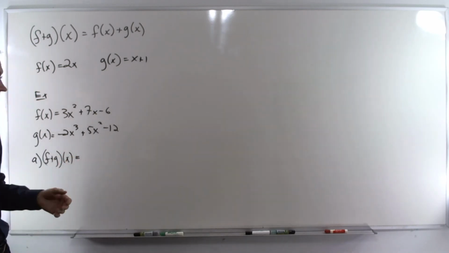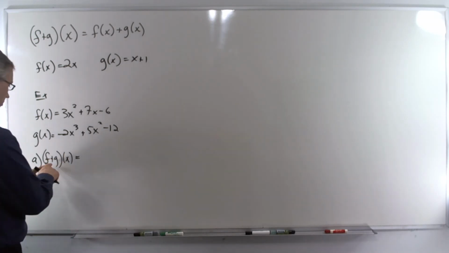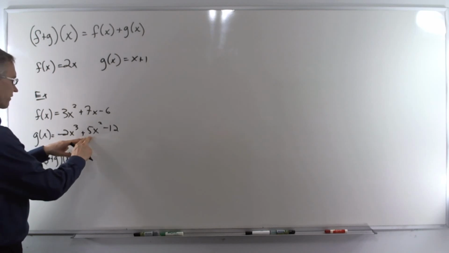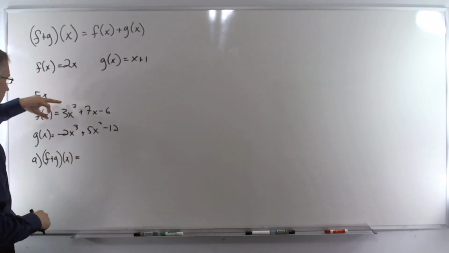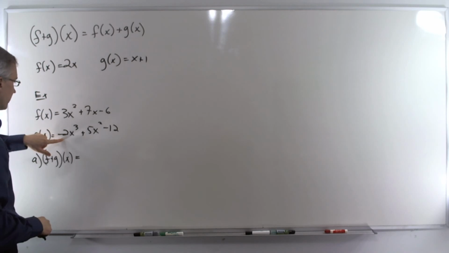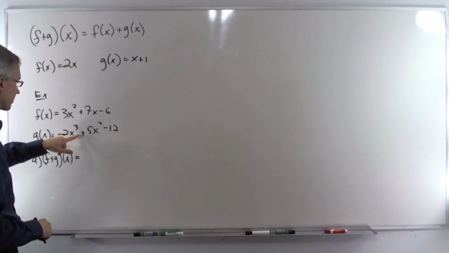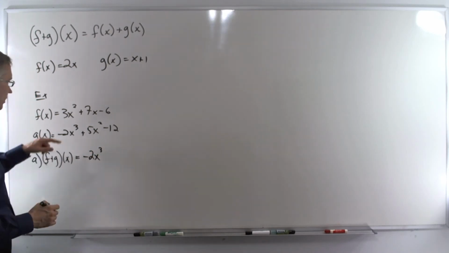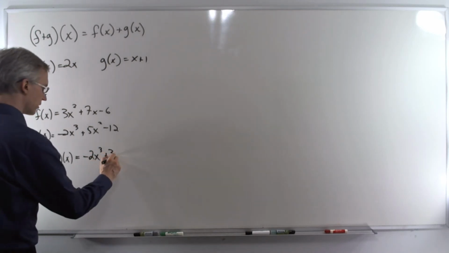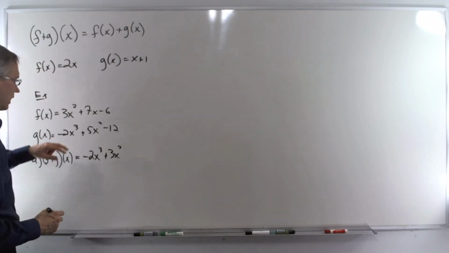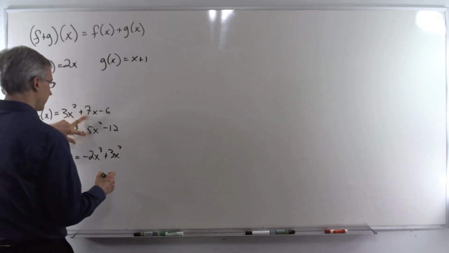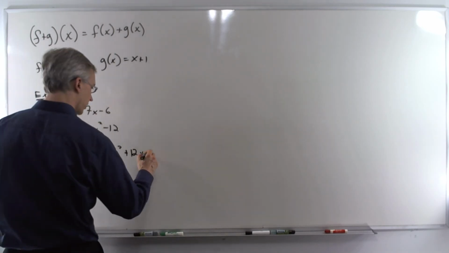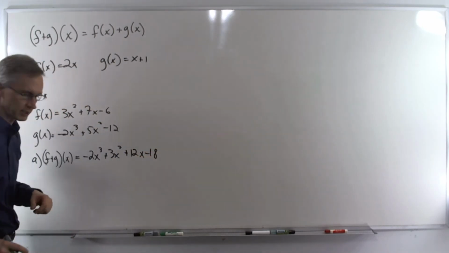Alright, so how do we find f plus g of x? We're going to add these two functions together. We're going to take f of x and add g of x to it. Alright, 3x squared plus negative 2x. Oh, that's x to the third. Okay, so we're going to have negative 2x to the third plus 3x squared. And now we'll add together the x terms, 7x plus 5x, that's 12x. And then we got negative 6 plus negative 12, minus 18.